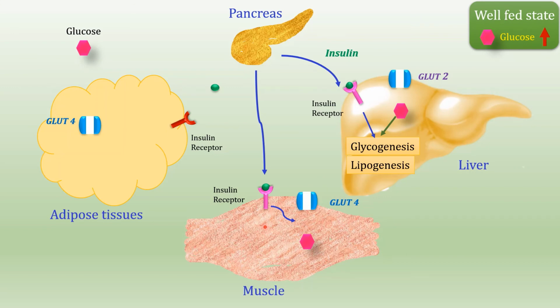So these GLUT4 transporters present in the muscle are insulin dependent. Now what is the action of insulin here in muscle? The excess glucose is also stored as glycogen in the muscle. So glycogenesis is favored in the muscle by insulin. Now let's see the action of insulin in the adipose tissue.